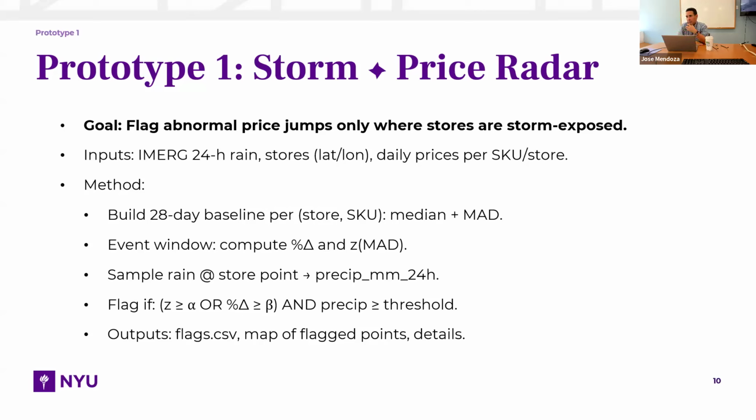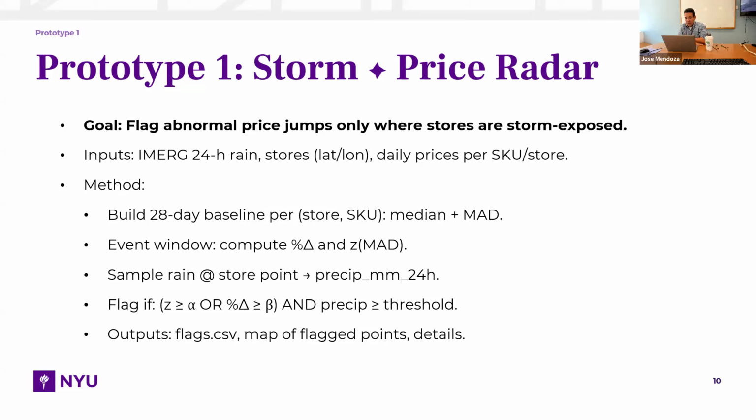Of course, this prototype number 1 can be extended to prototype number 2, which does the same measuring but when there are fire hazards, and prototype number 3 is when there are outages. In this particular one, you just get the 24 hours rain data. You get the location of the stores and the daily prices for every SKU, every store.